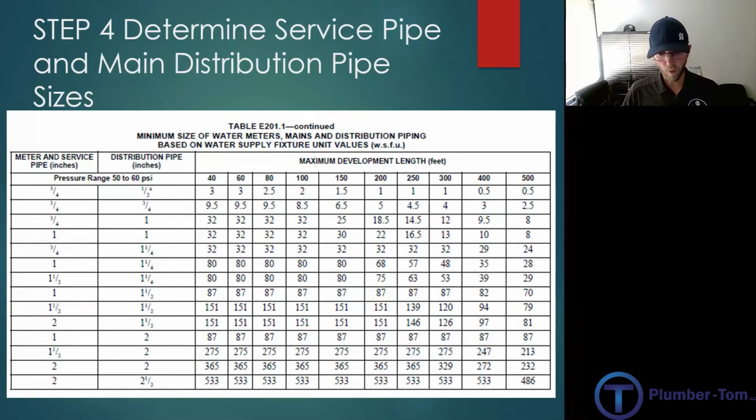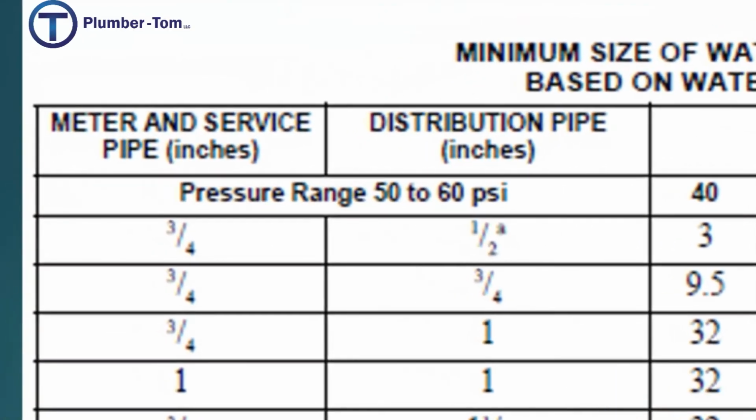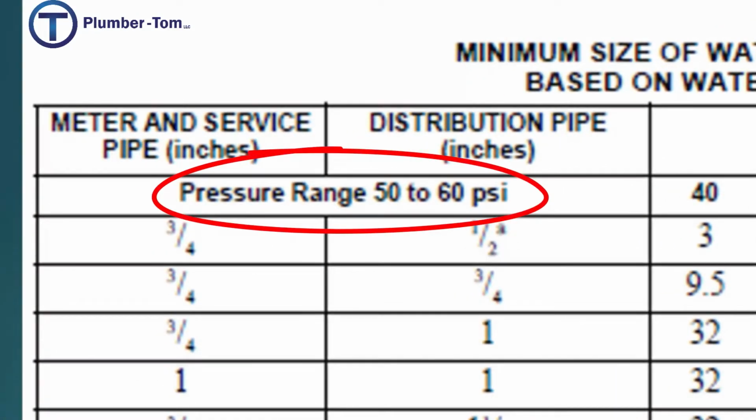In step 4, we need to use the tables. This is table E104.1 in the 2021 code, or if you have a previous code, it's E201.1. But there are a series of tables that all kind of look the same. And to figure out which one you're going to use, first you have to consider your pressure. Right here on the table is where we have the pressure range. So you take whatever pressure you figured for the system, and you find which table matches closest to that pressure.